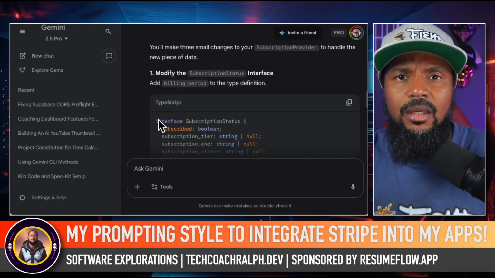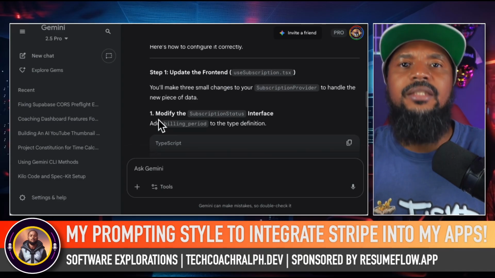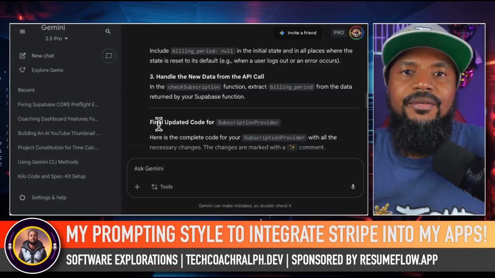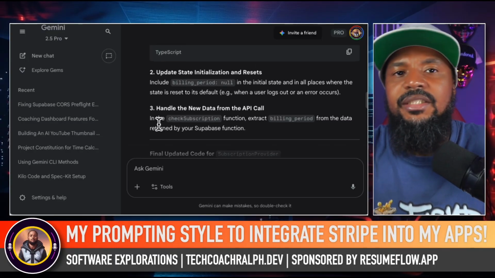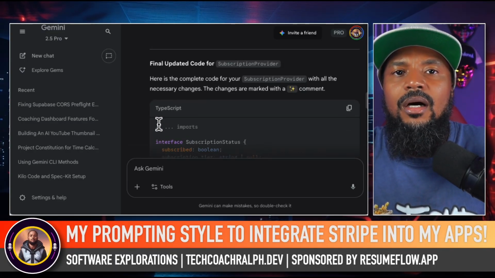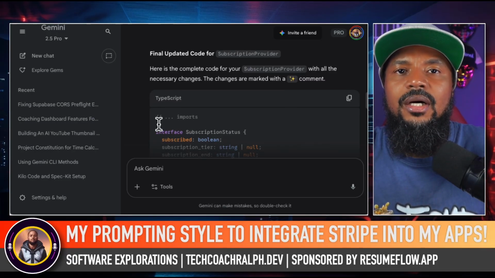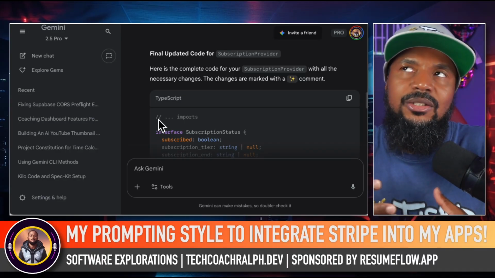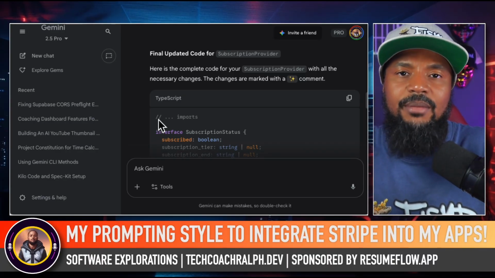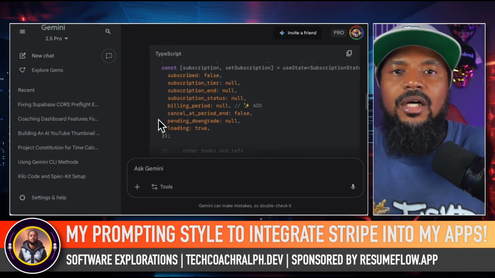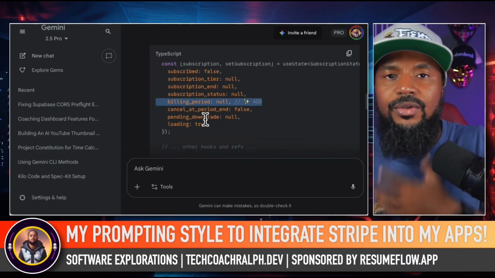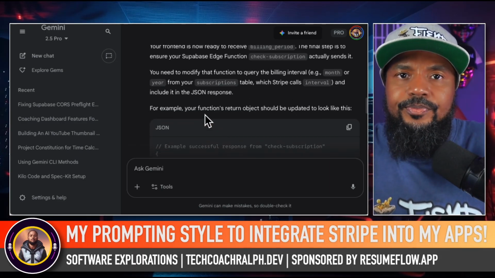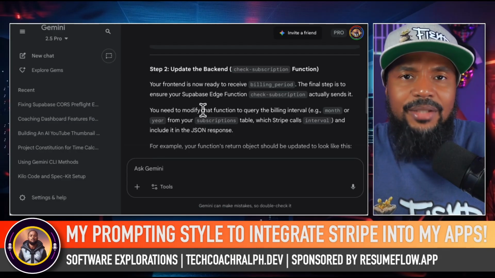All right. So if we go here, it gives the different steps on how to update the front end to look properly. I'm not going to go through everything. Update the state initialization, handle new data from the API call, and then the final updated code for the subscription provider. That's just how it works: I'm copying code, it's giving me back code telling me fix this here, fix this there, and then I'd make these changes over here. All right. Let's see. So now it's telling me to update the backend code.